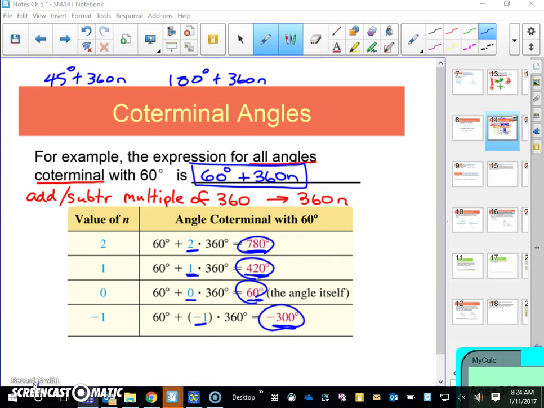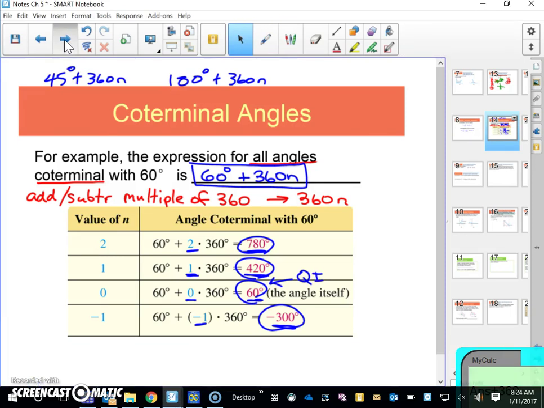Anybody know what quadrant we're in? Easiest to tell with 60. That's in quadrant 1, right? So all those things are in quadrant 1. They end up in the same spot in quadrant 1.